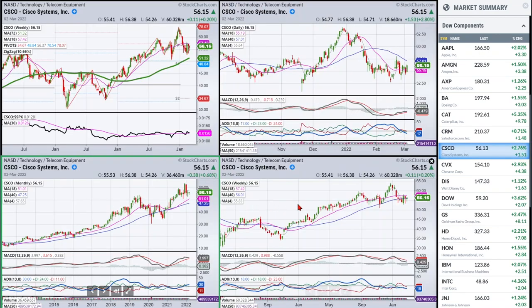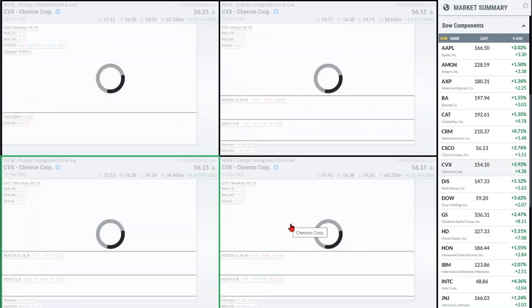Cisco is still okay from a longer term standpoint, but I don't like this reversal. We had a big up bar and then a big down bar on the monthly. So there is resistance now at 60, which is the midpoint of those two bars. So expect more sideways action, pretty good support in the low 50s. So probably a trading range between 50 and 60 right now.